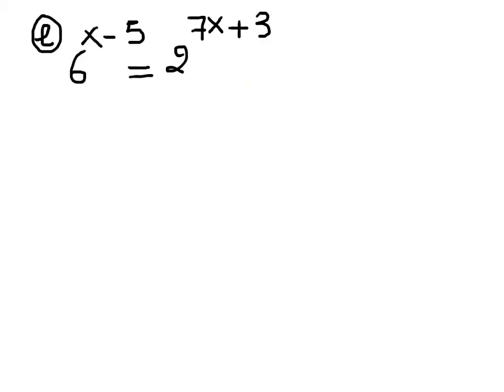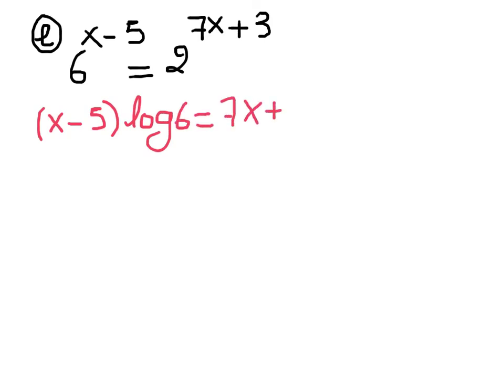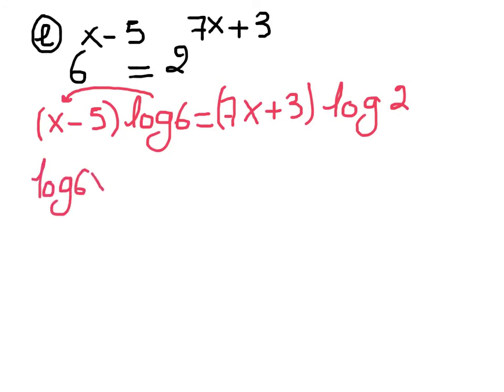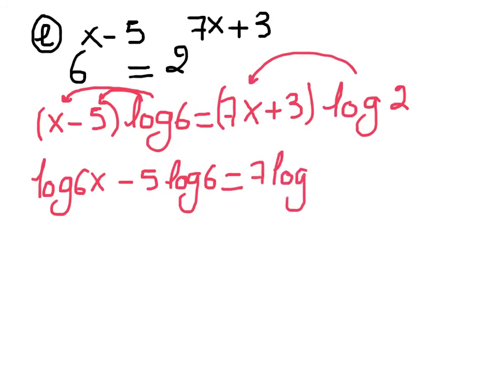Continuing with part E, I want to do common log to both sides. Please put the parentheses around the exponents when you toss them in front of the log. And this is going to give you (7x plus 3) log of 2. Of course, you're going to have to put the parentheses. I'm going to go ahead and distribute. This is log of 6 times x, and this is going to give us negative 5 log 6. On the other side, we're going to get 7 log 2 of x, and this will give us 3 log 2.